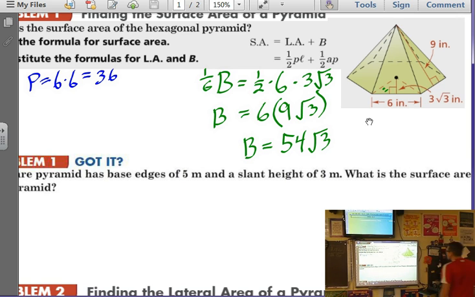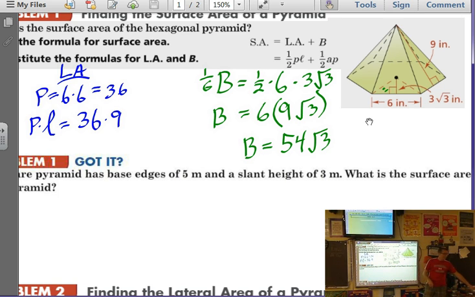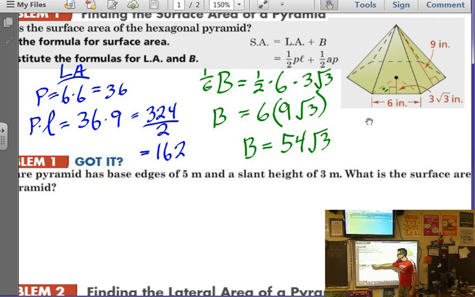All right, bring it back. So we're still over here. This is working towards our lateral area. So we got our perimeter. From there, you would multiply that by 9. You guys scared me. That gives you 324, and then you divide that by 2, which is 162. And then you would merge that with 54 rad 3. Yes, fuse. And then you get plus 54.